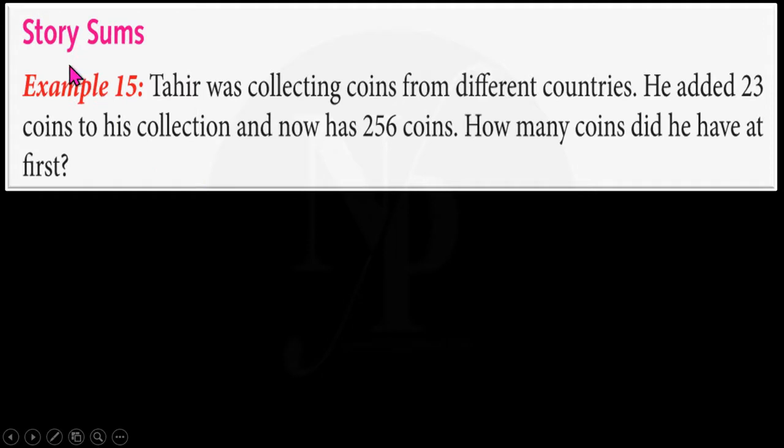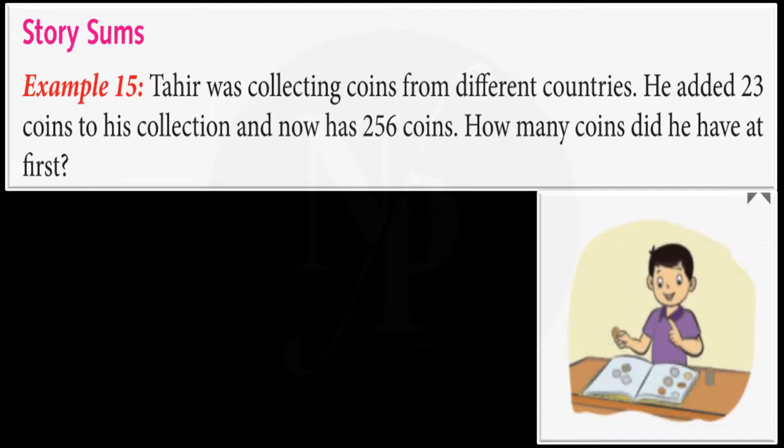Now we have a story. We have some story sums here. Example number 15. Tahir was collecting coins from different countries. He added 23 coins to his collection and now has 256 coins. How many coins did he have at the first?